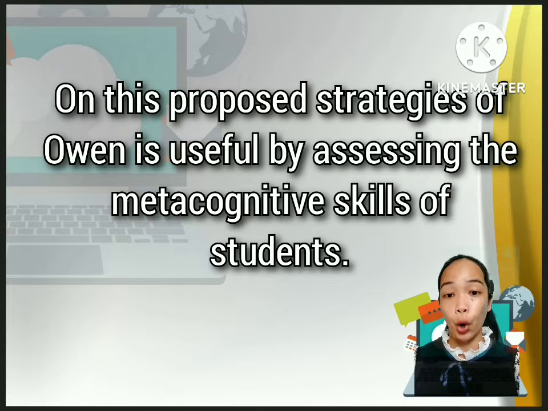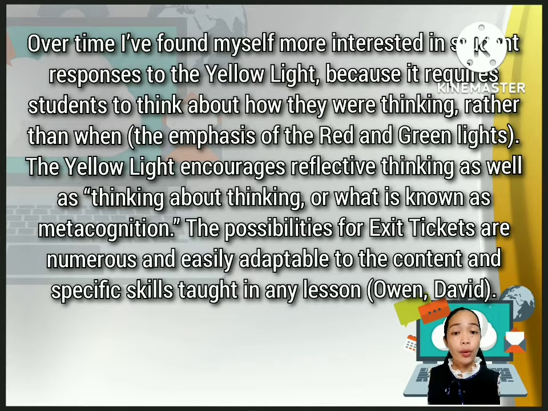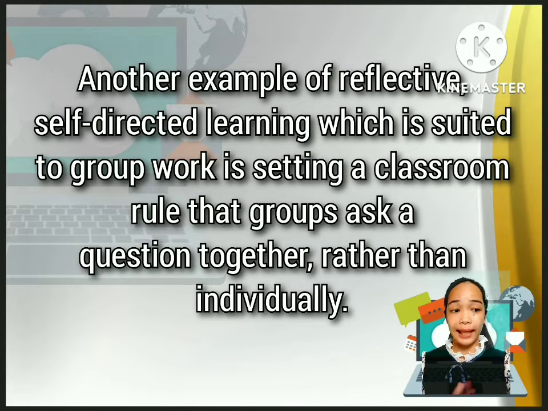This proposed strategy of Owen is useful for assessing the metacognitive skills of students. However, Owen finds himself more interested in student responses to the yellow light because it requires students to think about how they were thinking, rather than the emphasis of the red and green lights. The yellow light encourages reflective thinking as well as thinking about thinking, or what is known as metacognition. The possibilities of exit tickets are numerous and easily adaptable to the content and specific skills taught in any lesson, says Owen.